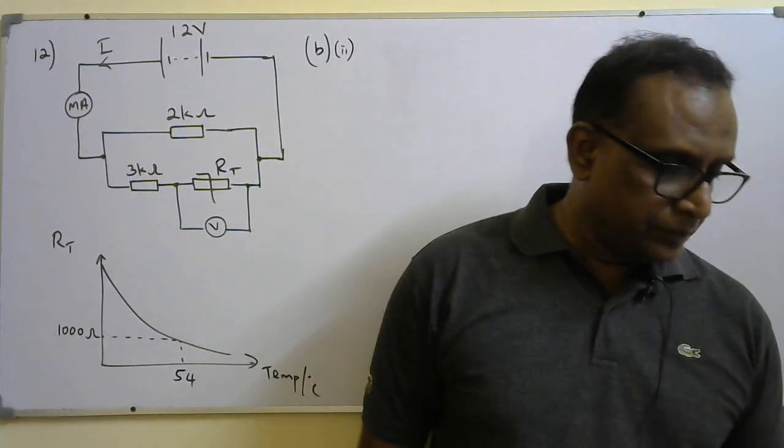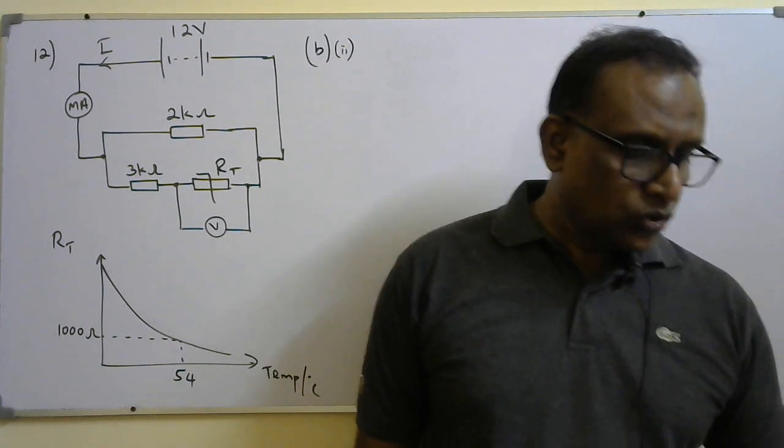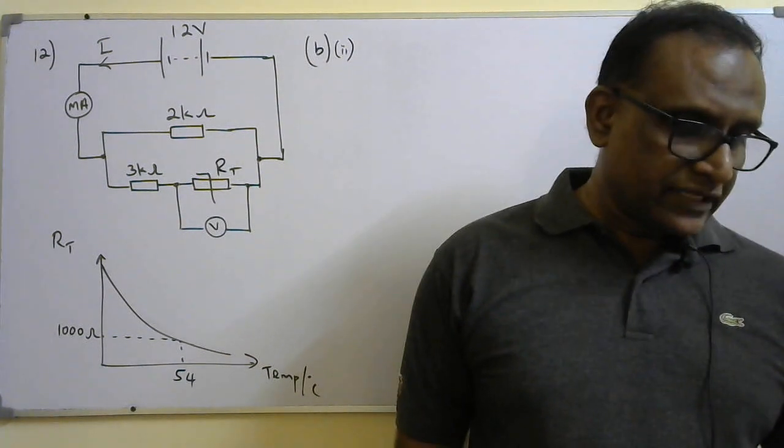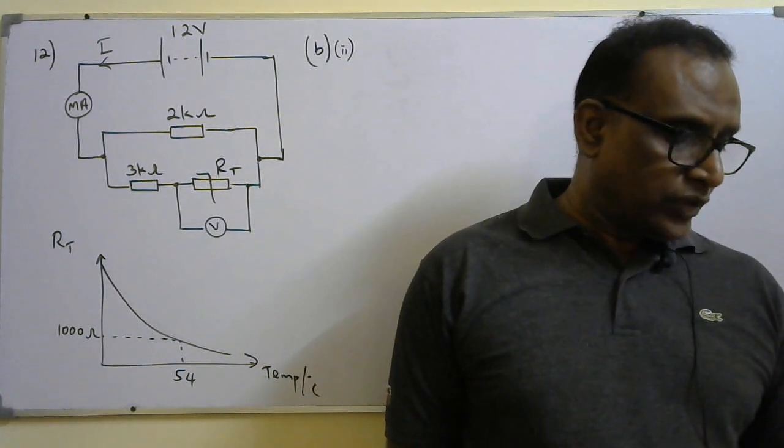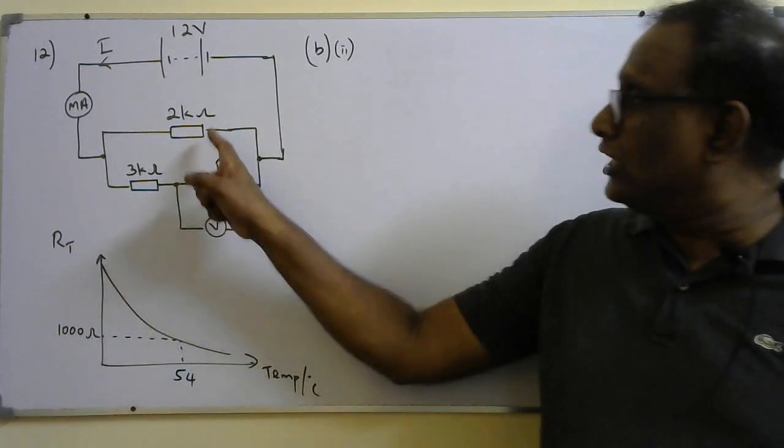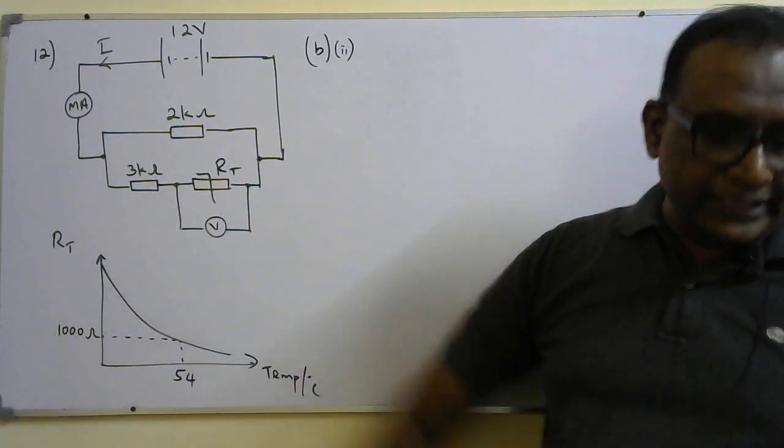Okay, question number 12, B part, second part. Explain how decreasing the temperature of the thermistor affects the power dissipated by the 2 kilo ohm resistor. Do not include any calculation.